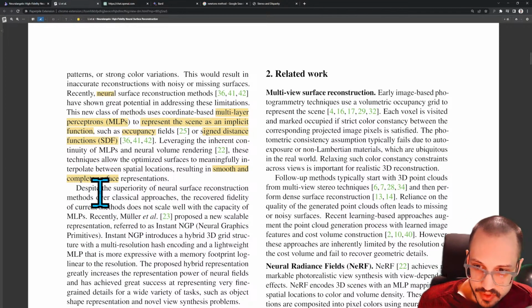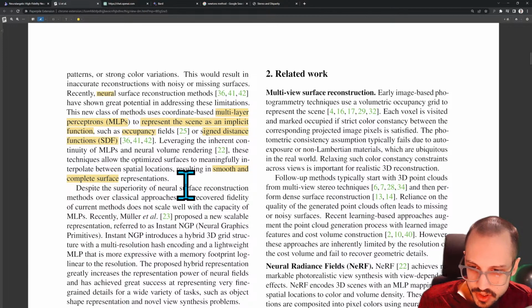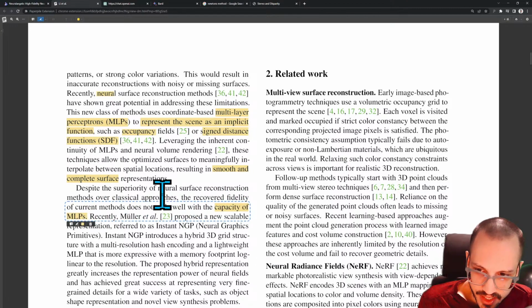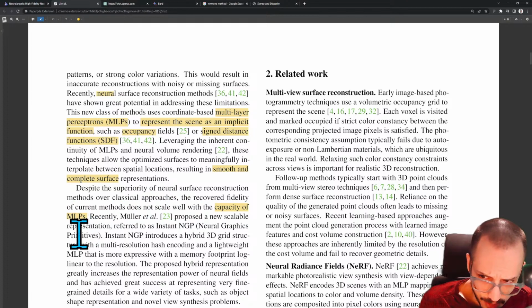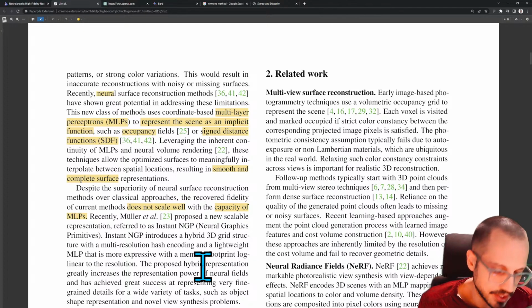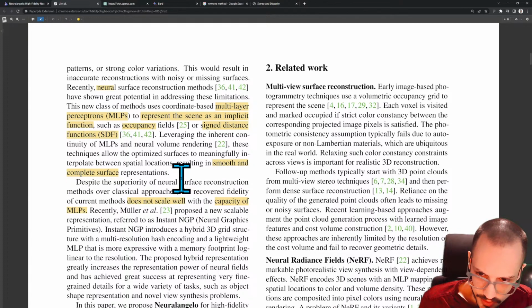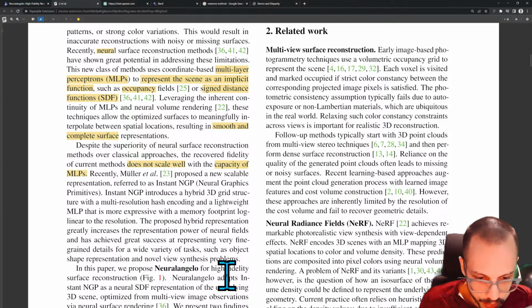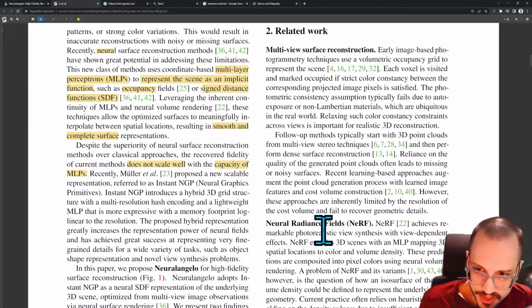Despite the superiority of neural surface reconstruction methods over classical approaches, the recovery fidelity of current methods does not scale well with the capacity of MLPs. Okay, so capacity of MLPs, I guess what they're saying here is that you can make these MLPs, these multi-layer perceptrons, bigger and bigger. These are bigger neural nets, and it does not scale well. So it doesn't seem like you can just take the algorithms of 2 years ago, scale up the multi-layer perceptron, and get way better performance. So they're kind of hinting at the need for a better prior or some kind of better pipeline or system in order to get the performance that you want.